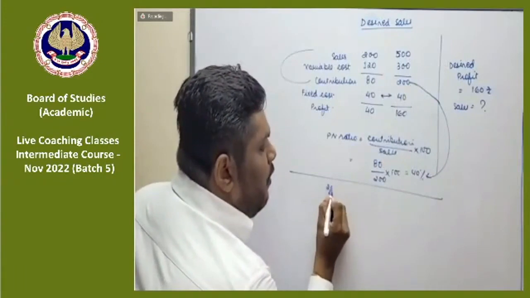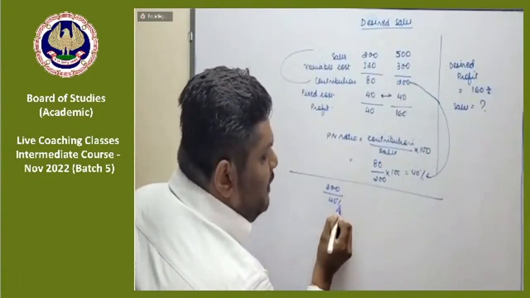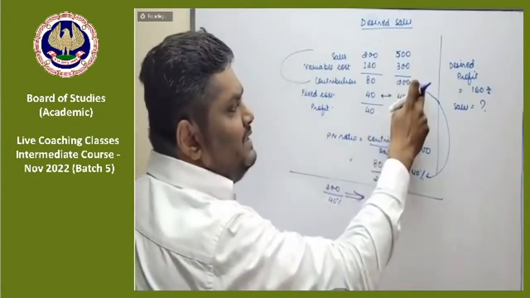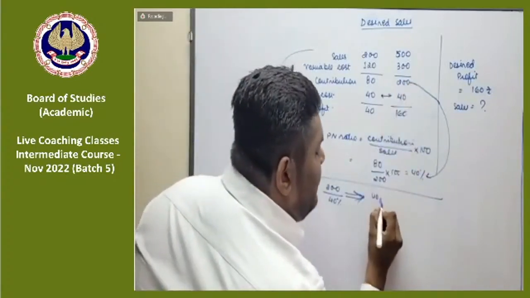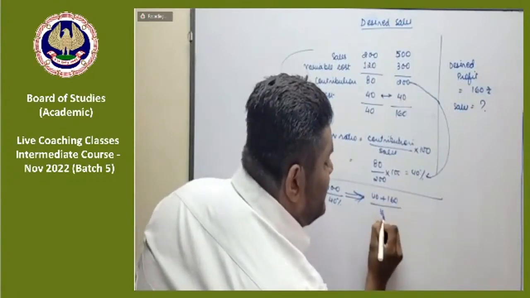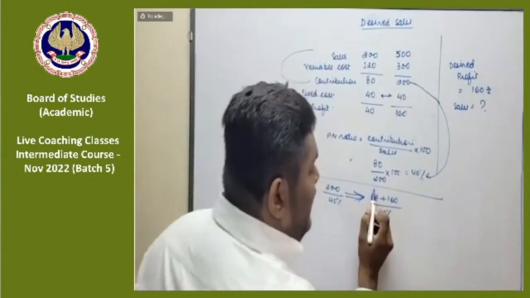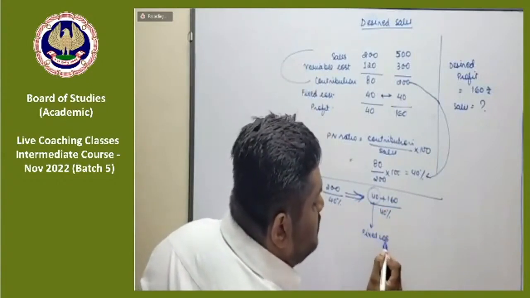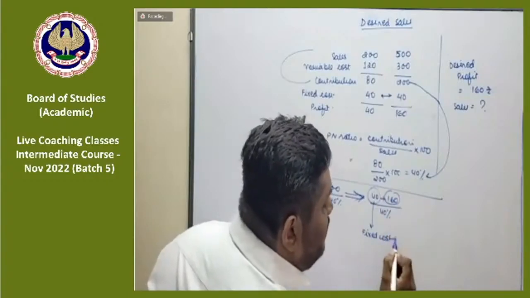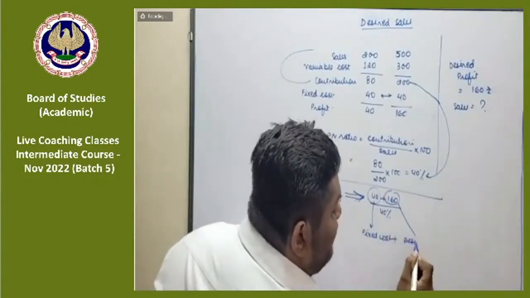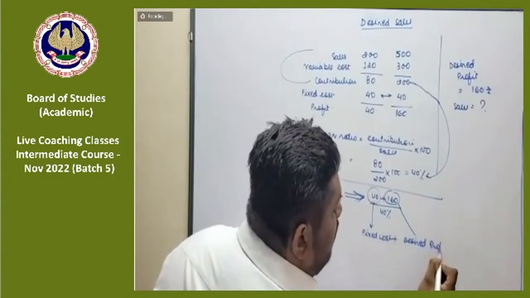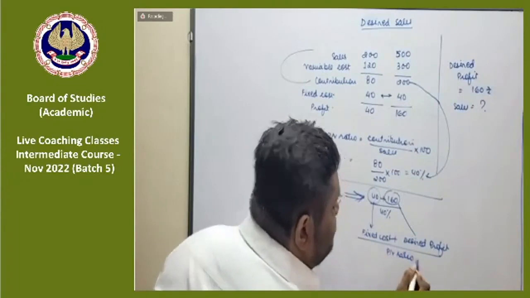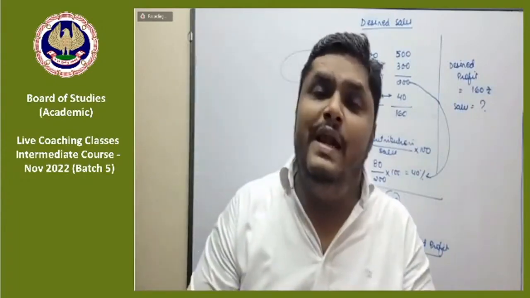Now what we actually did was 200 divided by 40%. How is 200 derived? Very simple, 40 plus 160, divided by 40%. Herein, my 40 is my fixed cost, 160 is my desired profit, divided by PV ratio. The formula is similar to break-even sales.